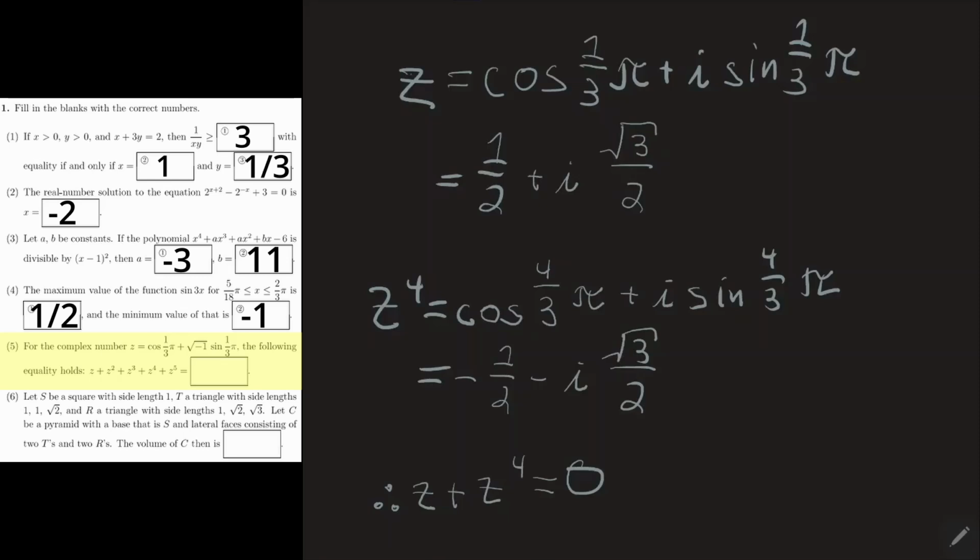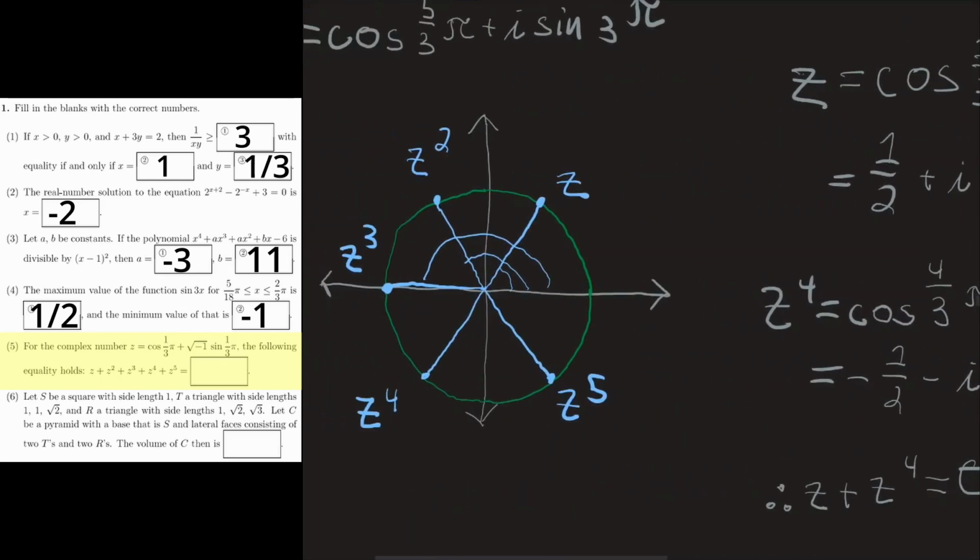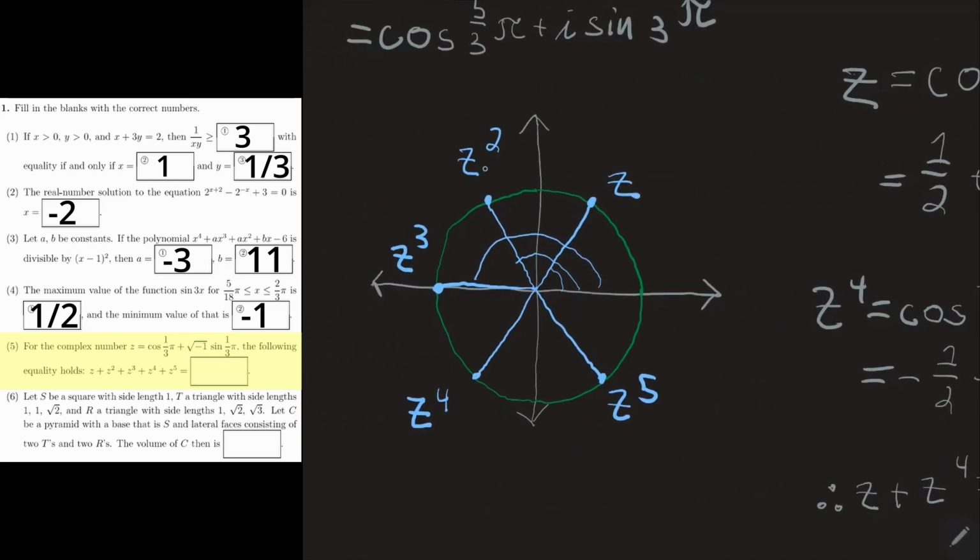And so you can see that these points cancel each other out. If you look at this, z squared and z to the fifth also cancel out. And so we end up with only z cubed.